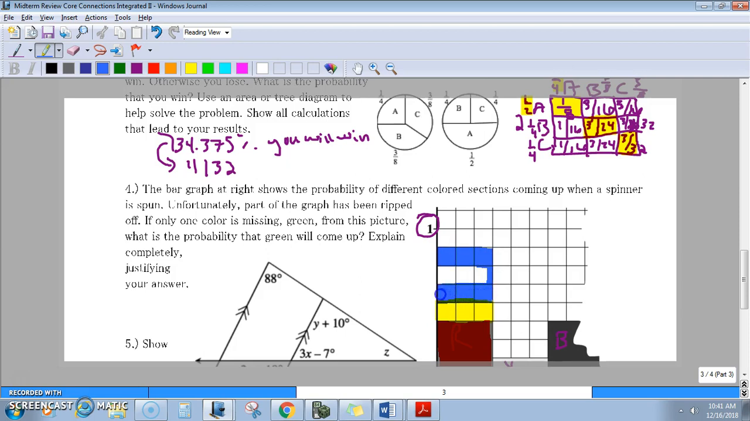So the question is really asking, how much must green be? And green must be these 3 squares because that takes us up to 1, which is really 100%. So to find how much that is, as a percent, it's 3 out of 1, 2, 3, 4, 5, 6, 7, 8, 9, 10, 11, 12, 13, 14, 15, 16, 17, 18, 19, 20, 21, 22, 23, 24. It's 3 out of 24 total squares, which reduces down to 1/8 because 3 can go into 3 once and 3 can go into 24 eight times.